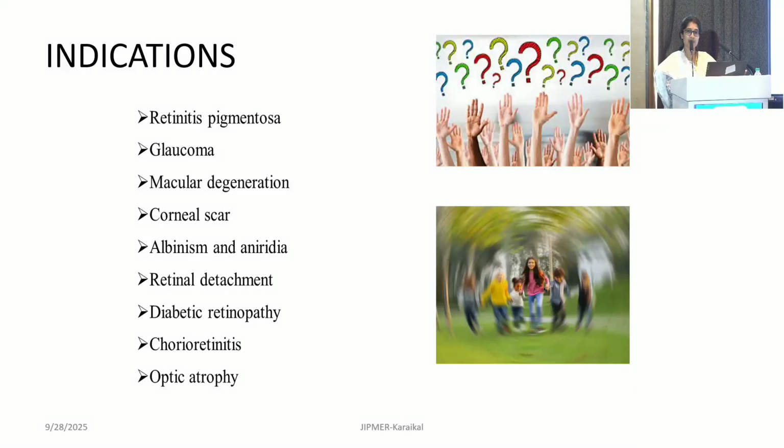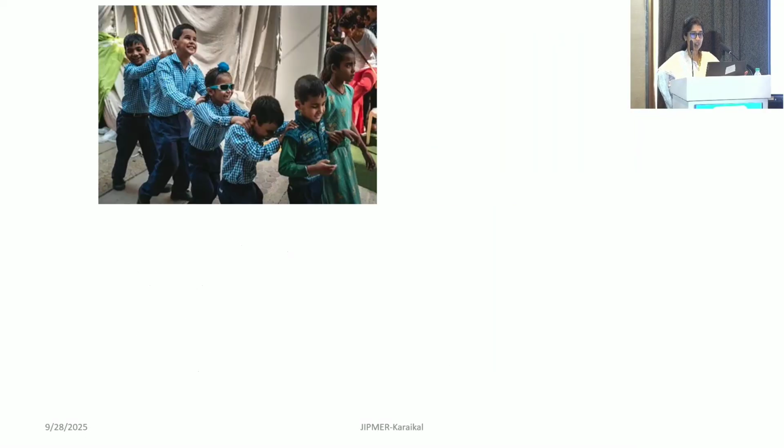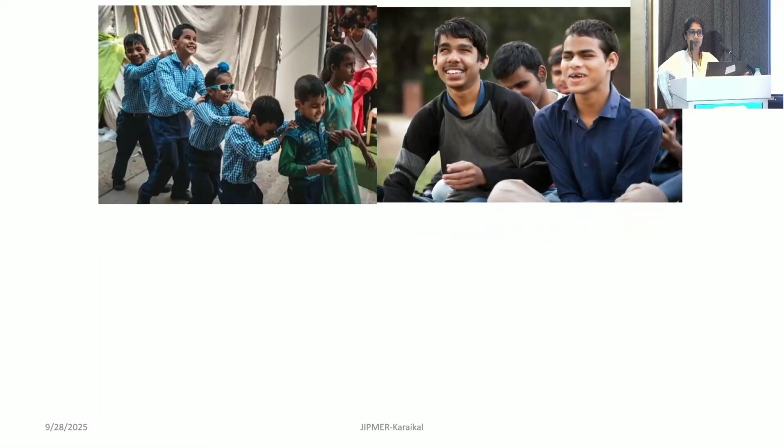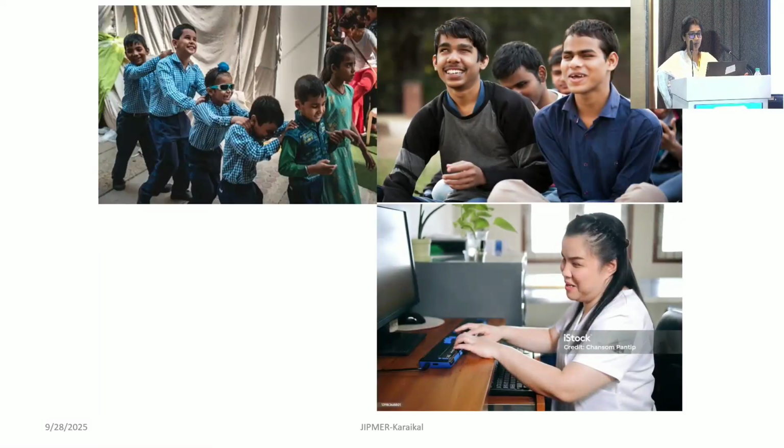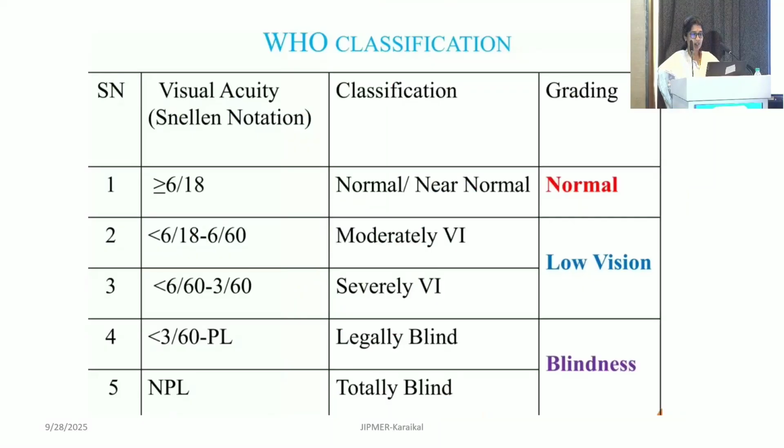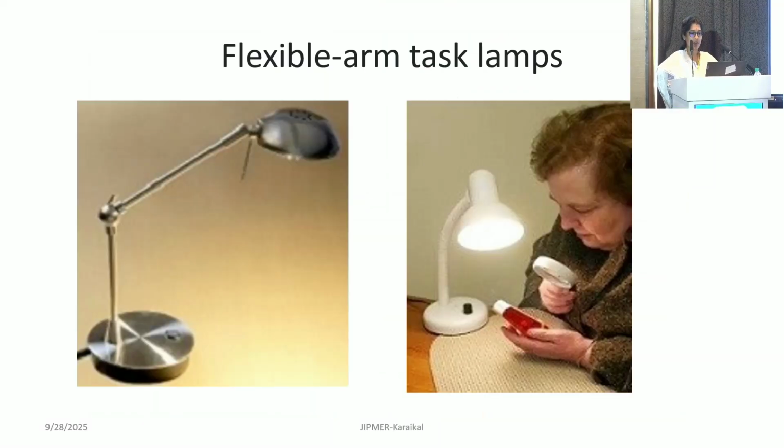So where do we use these low vision aids? In the whole set of these conditions like retinitis pigmentosa, glaucoma, corneal scar, albinism, and so on. So with whatever we're going to see now, I'm going to concentrate on the non-optical devices. The people try to live a near normal life with the help of these non-optical devices. Actually, what are these non-optical devices? They are going to enhance the effect of the optical devices which the low vision person can use.